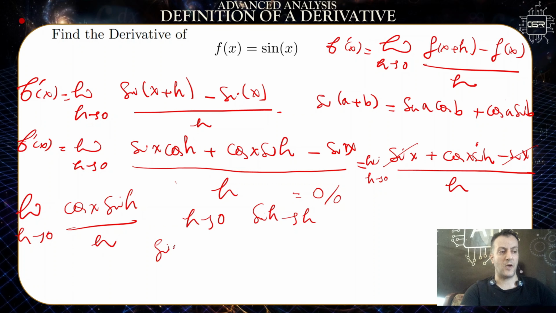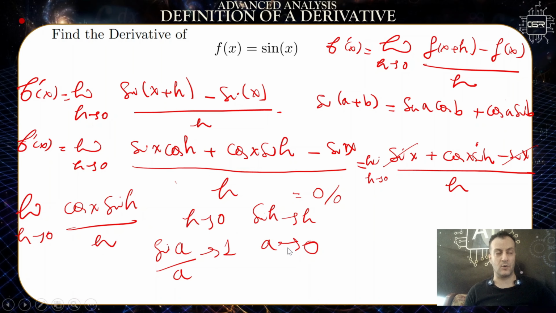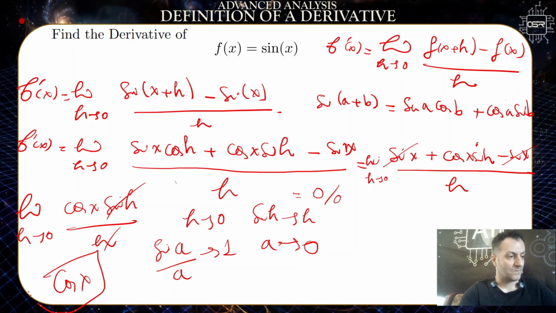So this is the theorem of the sine. If you have sine a divided by a, it approaches 1. Sine a becomes equal to a as a becomes very small, as a approaches 0. So the limit for sine h divided by h is equal to 1, and we are left with cosine x. So the answer is cosine x, which is correct. The derivative of sine x is equal to cosine x.